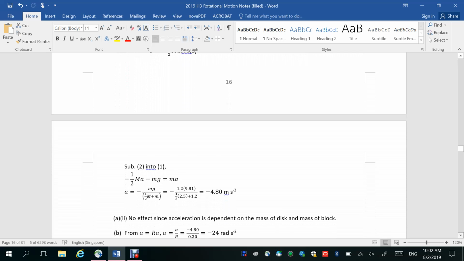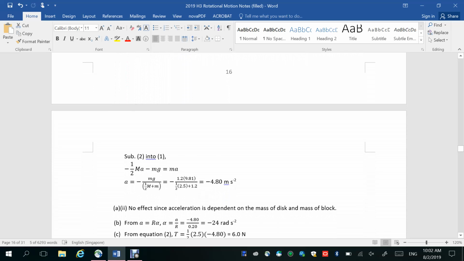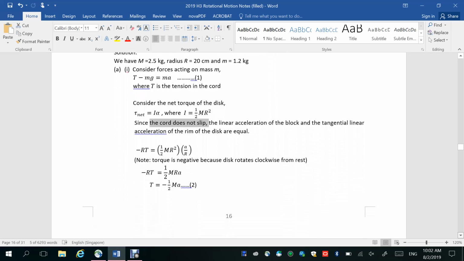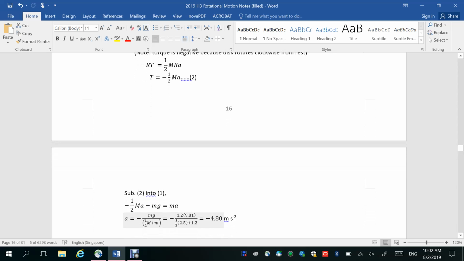Solving equations 1 and 2, I will have the acceleration to be minus 4.80 meters per second squared. Why negative? Because if you take a look at the diagram, as well as my equation, I know that the block is coming down. Coming down, if I turn towards the axle, that will be a clockwise direction. So to be consistent with my sign convention, I have a negative sign appearing for my acceleration, since the effect of this a, which is the tangential acceleration, will turn the disc clockwise.